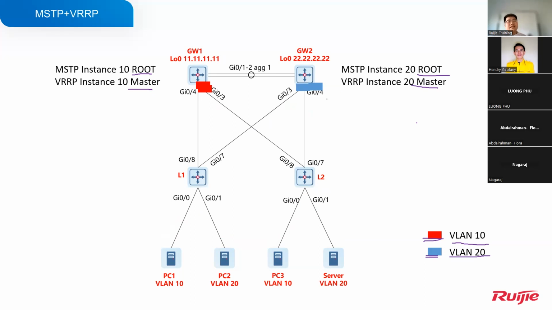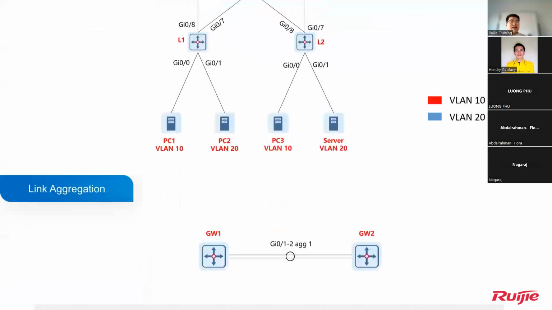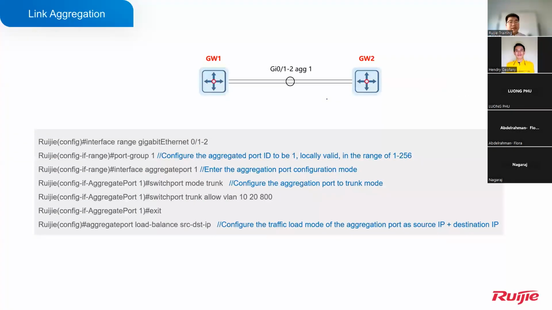Okay, and you can see this is about the MSTP and VRRP working principle. How do we control the root and master? And after the configuration, how is the traffic forwarded? Okay, and next is about link aggregation. GW1, GW2, we establish aggregate ports. Since it's a static aggregate port, it's not that complex. Okay, and let's see the configuration.